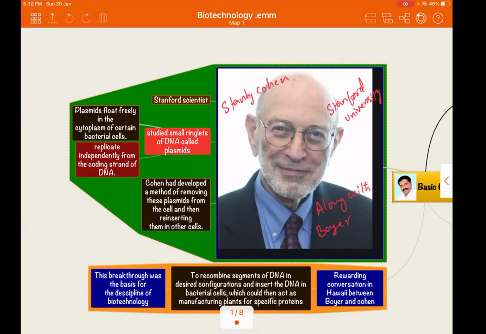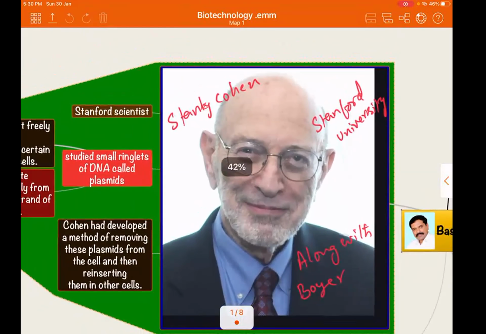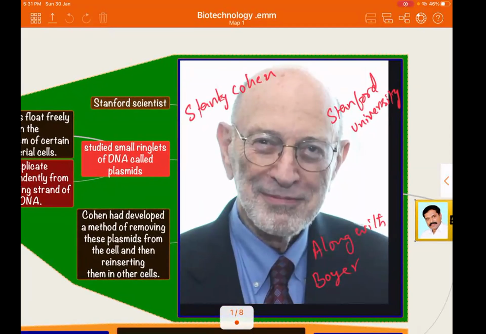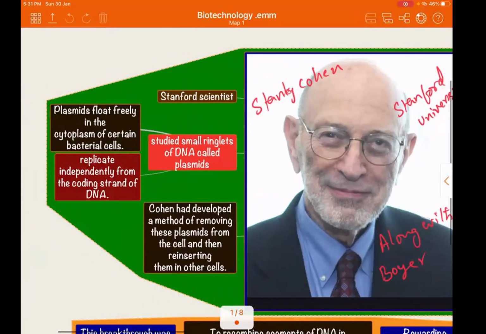See here, along with Boyer, Stanley Cohen, who is from Stanford University, a Stanford scientist, studied the small ringlets of DNA called plasmids. You know what a plasmid is: freely floating circular DNA molecules in the cytoplasm of not all bacterial cells, but certain bacterial cells. That means plasmids are not present in all, but certain. They are floating freely in the cytoplasm. Because the nomenclature of CBSE is important, I am highlighting these things and repeating them a number of times so that you do not commit any mistake or blunder in the examination.